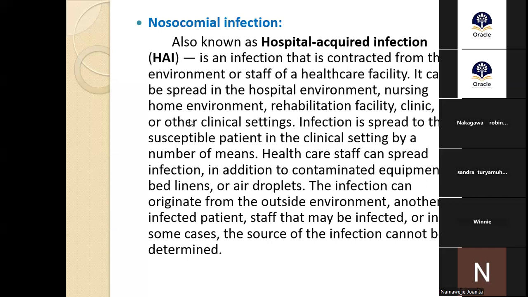Infection spreads to the susceptible host or patient in the clinical setting by a number of means. I've told you, it could be contaminated equipment, or bed linen, or air droplets. This infection can originate from the outside environment. It could have been brought into the hospital by another infected patient or a staff member. Or sometimes the source cannot be determined. So that's what we call nosocomial infection. Let's say the patient comes to the hospital and gets hospital-acquired pneumonia.